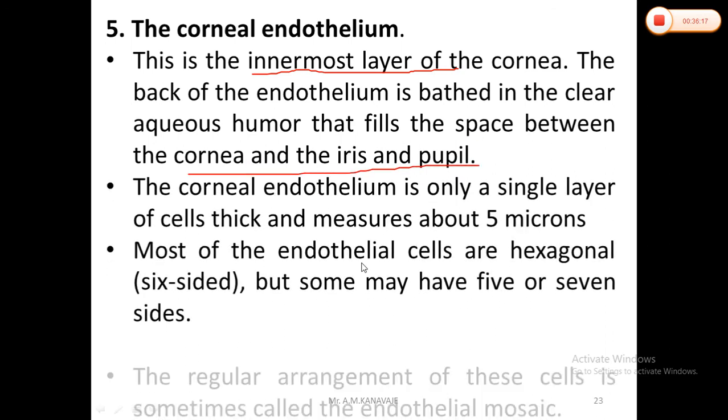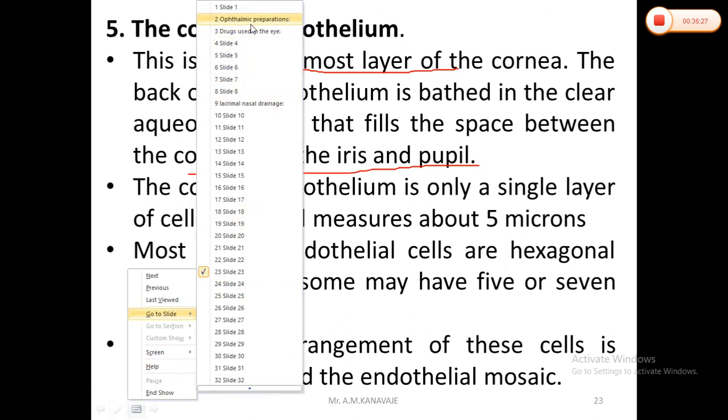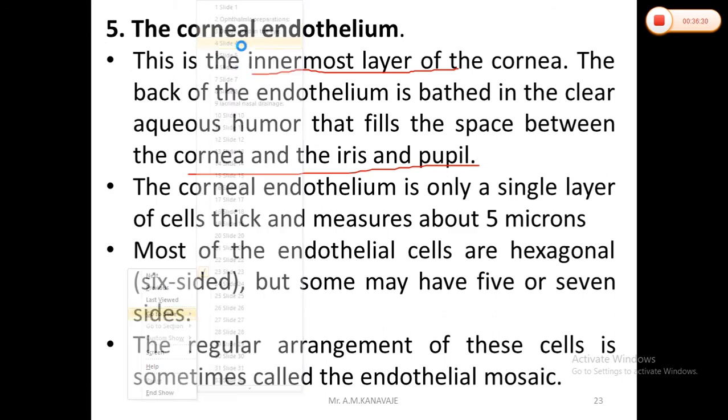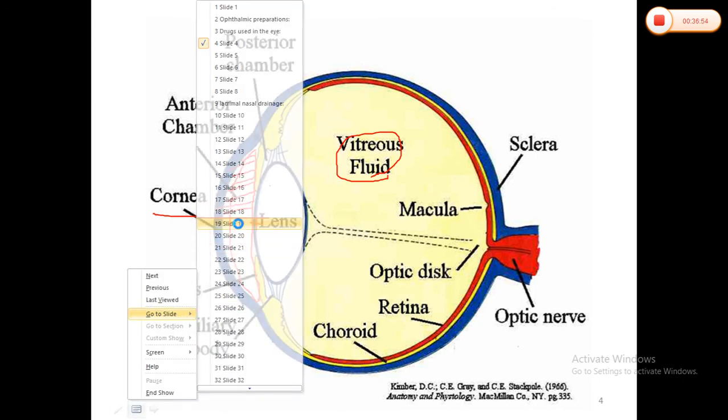As I have already discussed, when we studied the anatomy of the eye, here the space between the cornea and lens is filled with watery fluid, and that watery fluid helps to avoid dryness of our eyes. So that plays a very important role here.